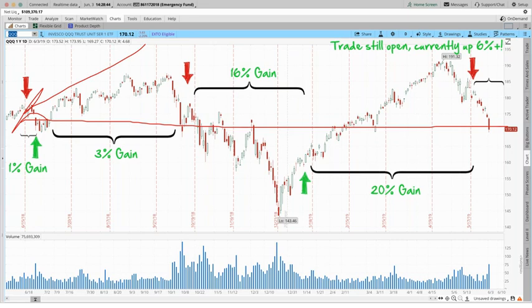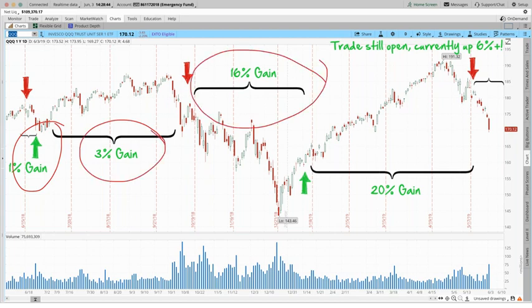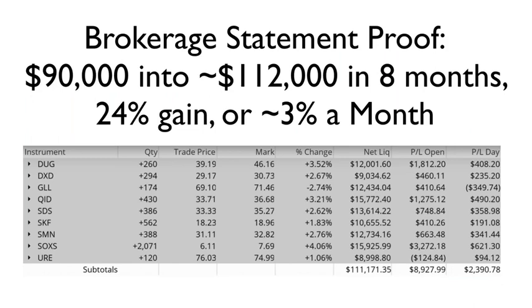However, if you'd followed the ETF Tipping Point system, which is what we're going to be talking about tonight, you would have made a 1% gain there, a 3% gain there, a 16% gain there. Notice that's on a bear move right there. Another 20% gain there, and then we still got an open trade there. So which would you prefer, 0% gain after a year, or potentially a 1% plus 3% plus 16% plus 20%? If you add those up, that's about a 40% gain in the year. So you tell me. That's what we're going to talk about tonight.